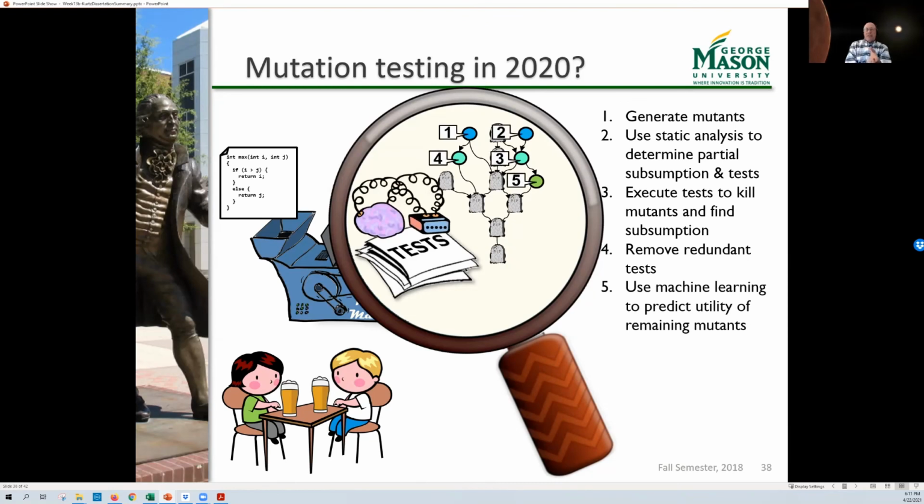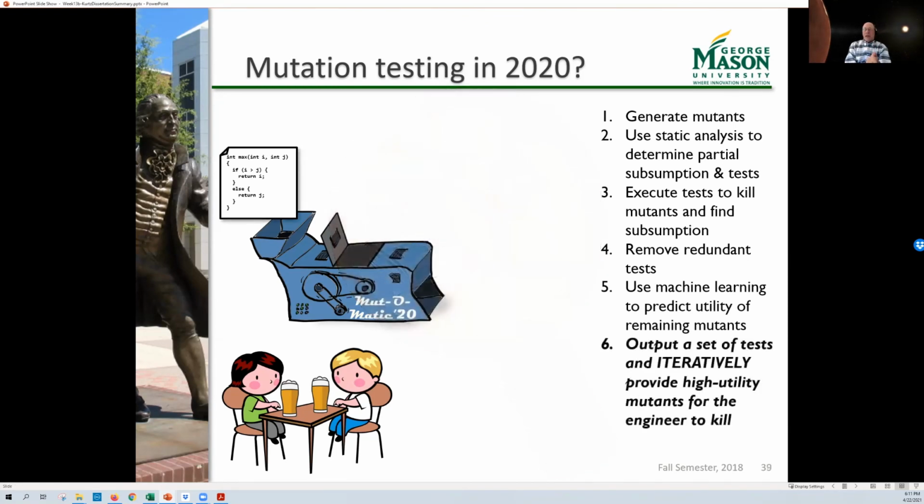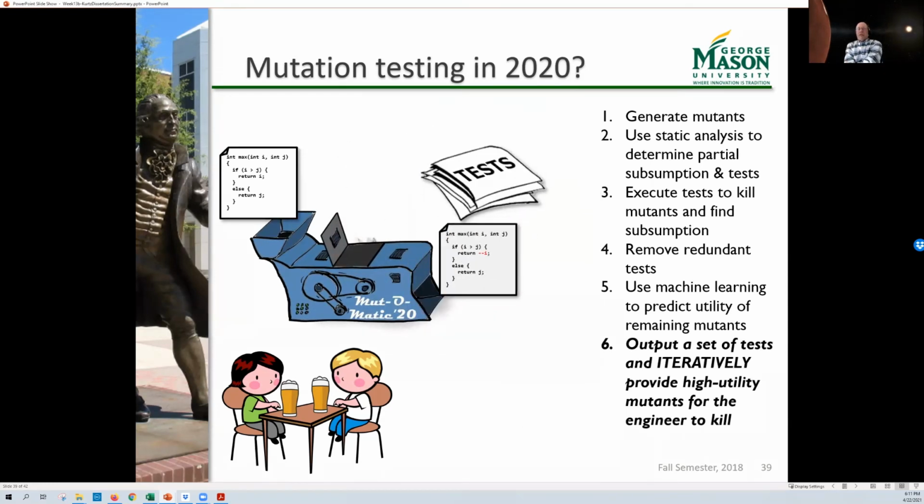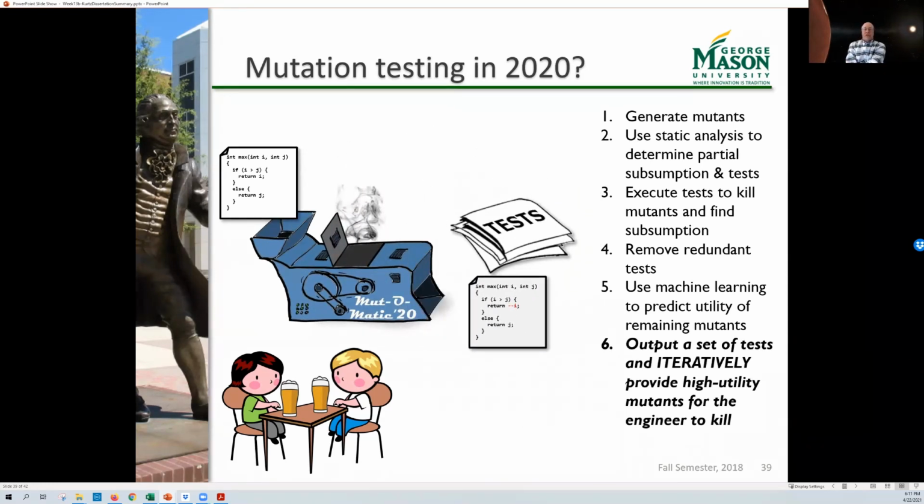Then let's take the rest of the mutants and run them through machine learning and predict their utility. And then we can iteratively, like in the Google case, say to the developer, hey, here's the most useful remaining mutant, as I predict it. You should write a test to kill this. And when they've done that, you can say, okay, now I estimate that you're 60% of the way done. Do you want to continue?